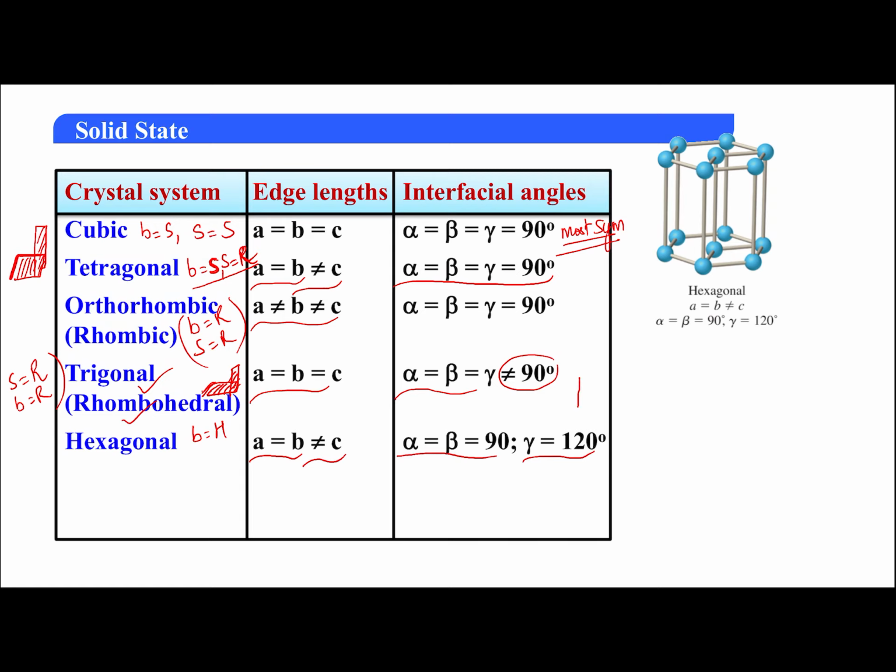So this angle is 90 degrees. Now this angle is also 90 degrees, but the inside angle is 120 degrees. I repeat, this angle height-wise is 90 degrees. If you go by this 90 degree angle, the inside angle can be 120 degrees. Hexagonal in day to day life can be hexagonal candles.